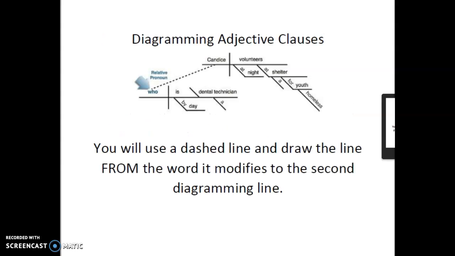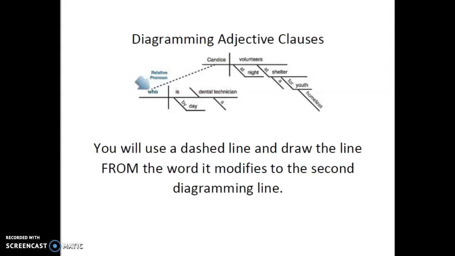All right, let's hop down to the next slide. We do want to talk about diagramming the adjective clauses. Now, there are several really good examples in your book. We're going to look at those in just a second. But I have provided one that actually gives some titles to some things. It's a long sentence. I didn't even try to figure out what the whole sentence is. Candace, who is by day a dental technician, volunteers at night at a shelter for homeless youth, or something like that.